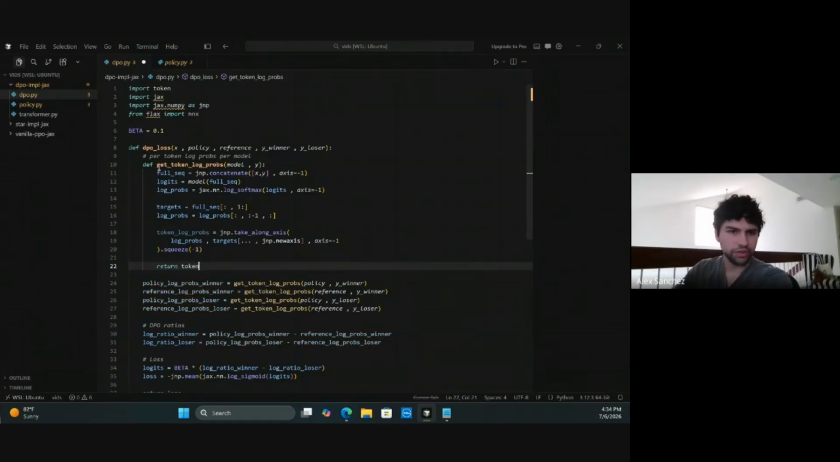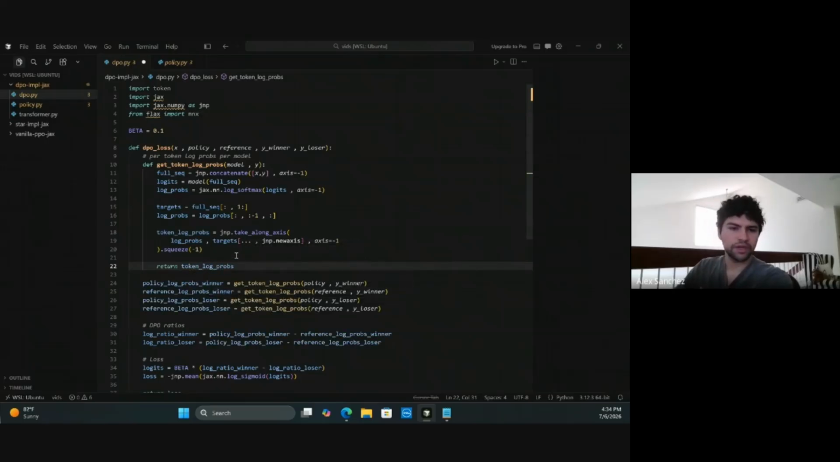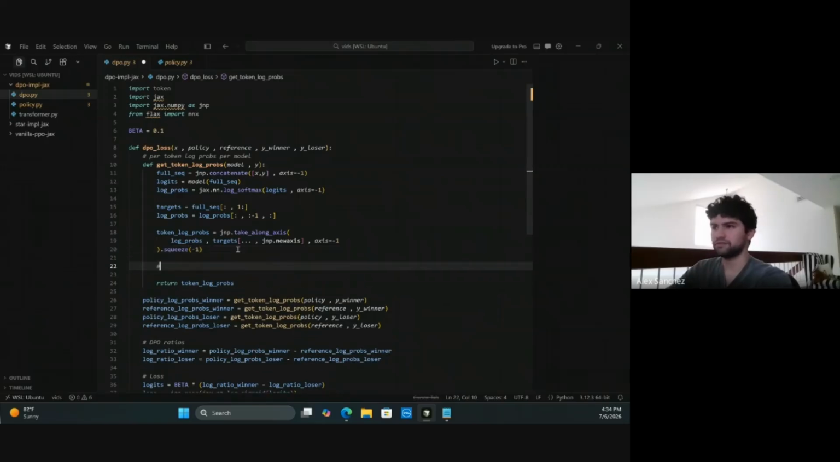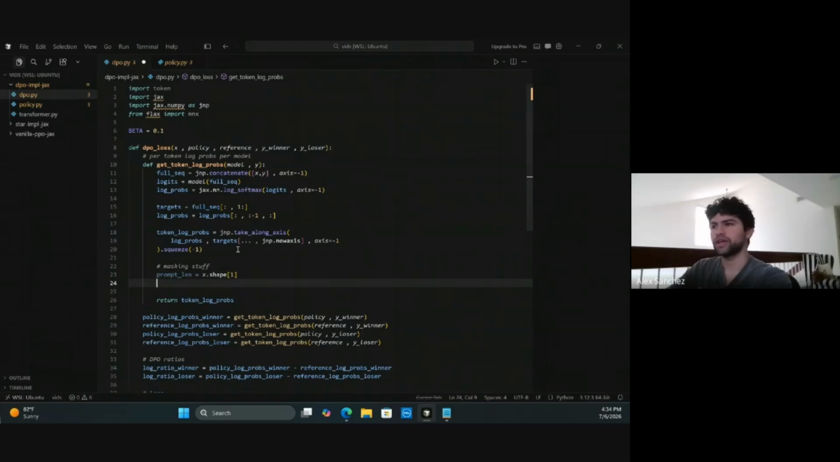What do I even import, man? Token log probs. Now there's still some masking to do. We're going to get the length of the prompt, and we're also going to get the length of the actual response.